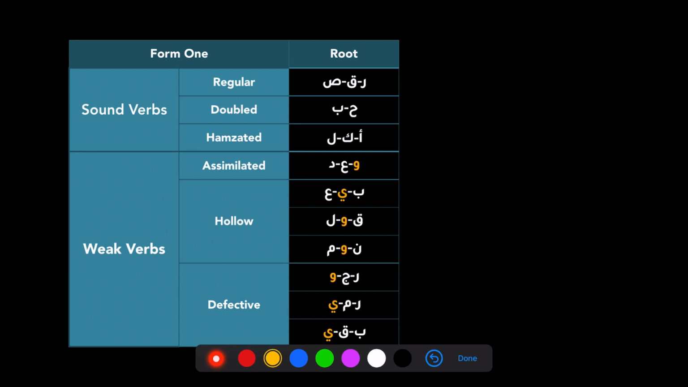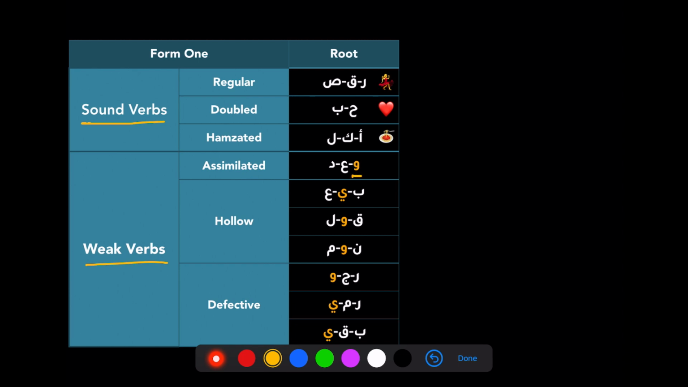Notice that the sound verbs don't have any waw or ya in their root, and that's what makes them sound. We have a regular verb like raqasa, meaning to dance, a doubled verb like habba, meaning to love, and a hamzated verb like akala, meaning to eat, one of my favorite things to do. Weak verbs, on the other hand, always have a waw or ya in their root, and that's what makes them weak.